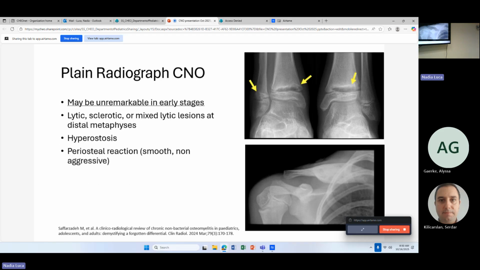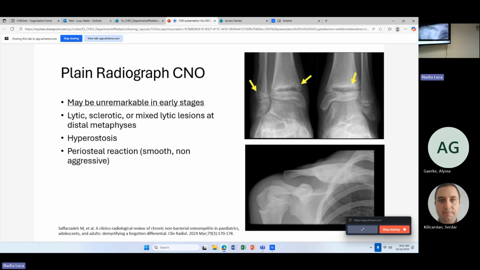So plain radiographs can be helpful, although early on they can come in normal. That's limiting. But if you're lucky, you'll see these classic lytic, sclerotic, or mixed lesions at the distal metastases, as you can see with those arrows. You may see hyperostosis, which is seen here in the clavicle, like a very widened clavicle. And then they also describe periosteal reaction.